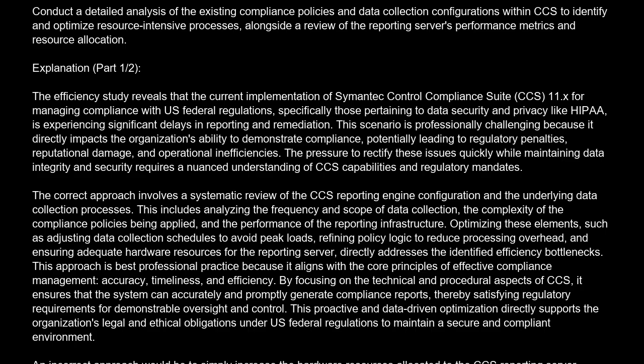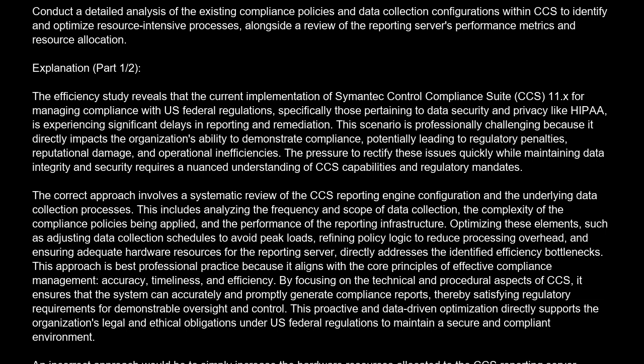Explanation. The efficiency study reveals that the current implementation of Symantec Control Compliance Suite CCS 11X for managing compliance with U.S. federal regulations, specifically those pertaining to data security and privacy like HIPAA, is experiencing significant delays in reporting and remediation. This scenario is professionally challenging because it directly impacts the organization's ability to demonstrate compliance, potentially leading to regulatory penalties, reputational damage, and operational inefficiencies.